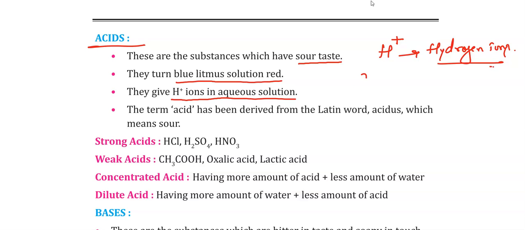Remember, you take any substance, once you combine it with any other substance, then it produces hydrogen ions. Which ions are produced? H plus ions. That is nothing but they are said to be acid.